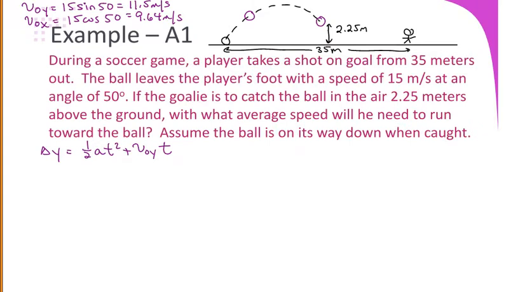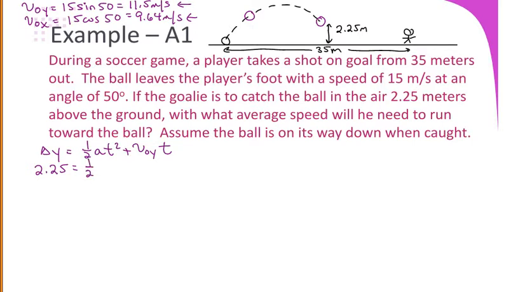So I've got the initial y component calculated. The ball is going to start in the upward direction with a velocity of 11.5 meters per second, and at the instant it's kicked, it's going to be moving forward in the horizontal direction with an initial velocity of 9.64 meters per second. Now, in this delta y equation, of course, we need the initial y component, and we do want to know the time at which the ball is going to be 2.25 meters above its initial location, in other words, above the ground.